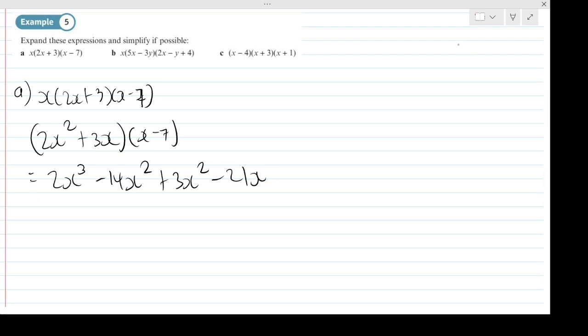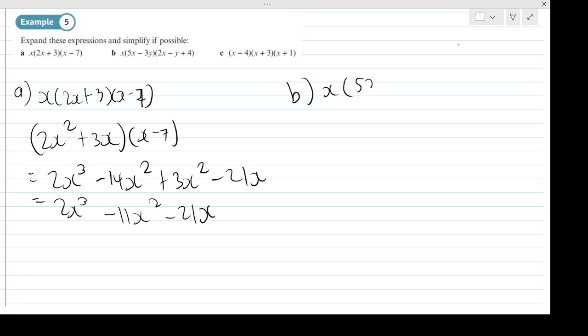And we can simplify this because, well, we have 2x cubed. There's only one x cubed term, but we have, apologies, an x squared term here, minus 14, and then plus 3x squared. So minus 14 plus 3, that's minus 11x squared, and then we have a minus 21x there. Okay, cool.